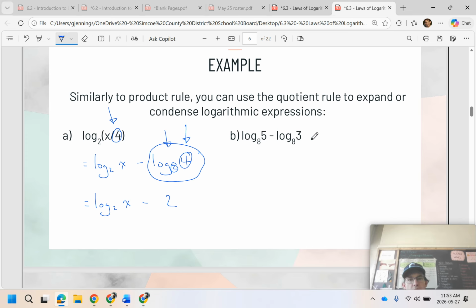Okay. This one over here, similar idea. We have, this is log base 8 of 5 divided by 3. Put the argument of your logarithm in brackets just to make that tidier.